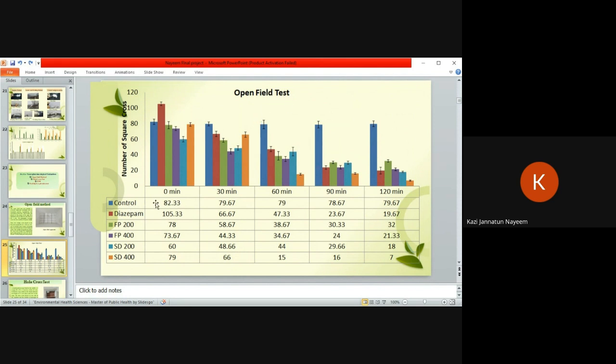This is the control, with no extract. Diazepam is the standard, then footfall at 200 concentration, footfall at 400, seeds at 200, and seeds at 400. We can observe that in the open field sedative study, there is dose dependent sedative activity for both fruit pulp and seed of Amora rohituka. Generally, the seed extract showed higher sedative activity by controlling locomotor movement of the mice at the dose of 400 milligram per kg compared to the standard. Here as standard we used diazepam.